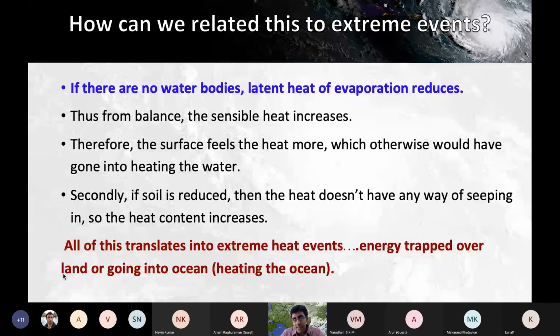Statistically, I can comment, but dynamically, I'm not able to comment on what is the role of climate change on El Nino and La Nina, because it's not well understood. Okay, one more question regarding the coupling of atmosphere and ocean.